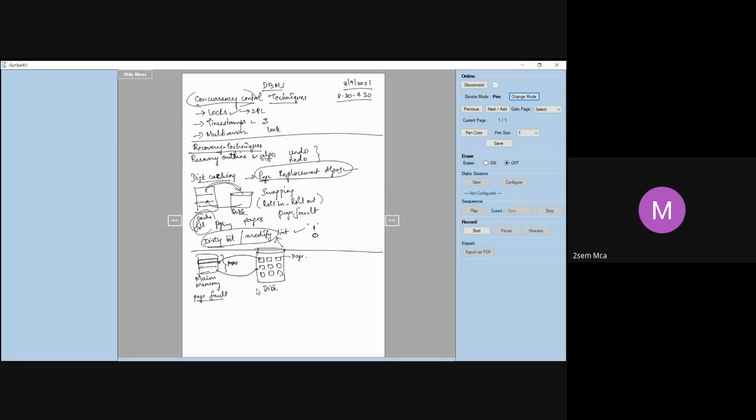When the buffer contents are replaced from the cache memory, you have to write it back into the disk page. You write it back into the disk page only if the dirty bit is set to 1. If it is not set to 1, then that means it need not be written back as of now. You may have to write it later.